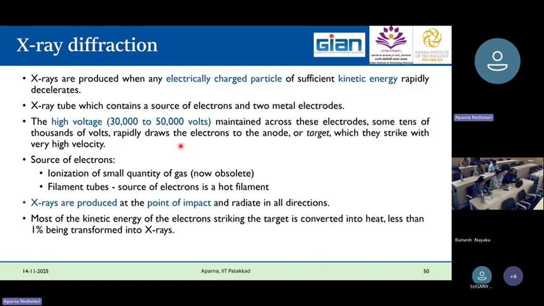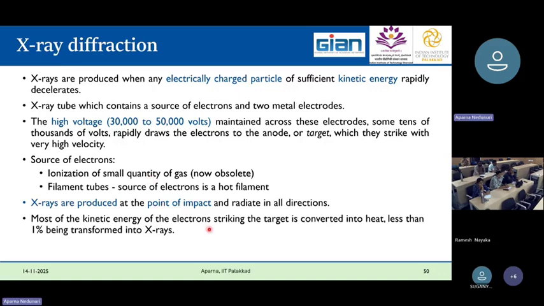The anode is the target, and the filament used to produce the electrons is called the cathode. Usually we have a tungsten filament or any other filament that acts as a cathode, and through that cathode the electrons are passed towards the anode, which is the target. Sources of electrons are of two types. One is ionization of a small quantity of gas, and the other is filament tubes, which act as a source of electrons, a hot filament.